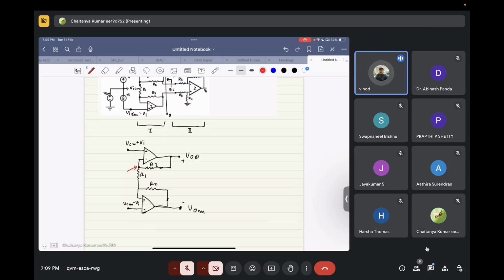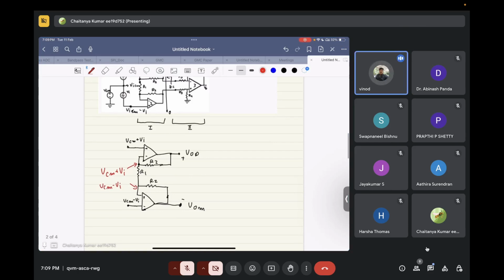VA plus VCM, VCM plus VI, correct? Because again, the op amp is in negative feedback. Similarly, this voltage will be equal to VCM minus VI. Clear? So after that, I know the answer. Sir, it is an instrumentation amplifier.